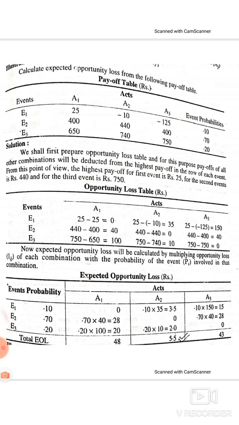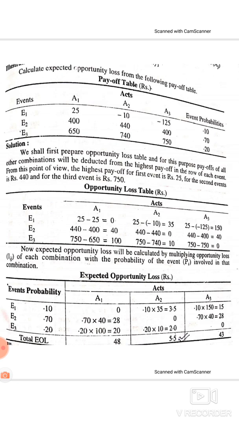Now the expected opportunity loss will be calculated by multiplying the opportunity loss of each combination with the probability of the event involved in the combination. So the probability for event E1 is 0.10, for event E2 it's 0.70, and for the event E3 it's 0.20. So we will multiply these probabilities with the acts A1, A2 and A3. For example, 0 multiplied by 0.10 will be 0. 0.10 multiplied by 35 will be 3.5. 0.10 multiplied by 150 will be 15.